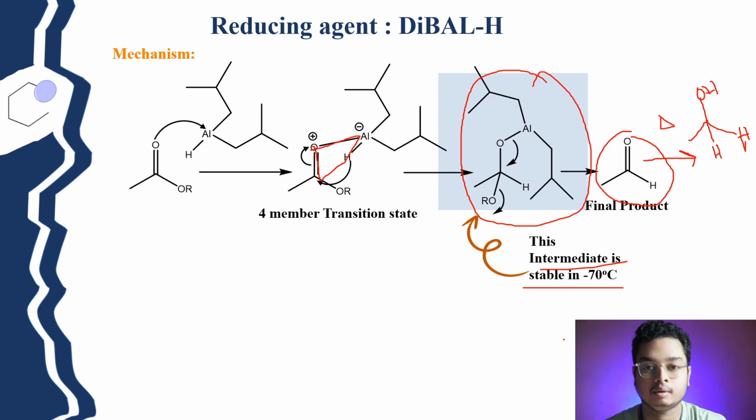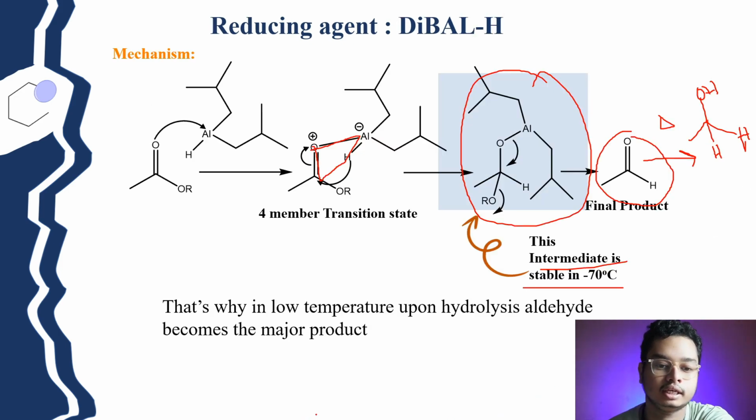But since we are doing this reaction at low temperature, this intermediate is stable, and that is why it will stop at the aldehyde stage. So we can say that DIBAL-H is a generator of aldehyde. If an ester or cyanide group is there, it will directly reduce to aldehyde. So at low temperature, upon hydrolysis with methanol and water as we discussed, the aldehyde becomes the major product.